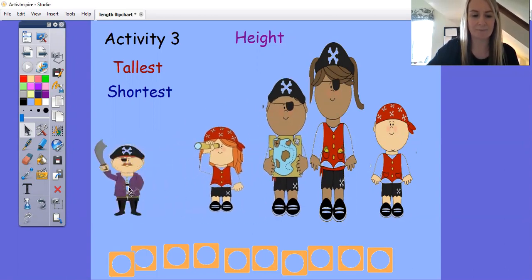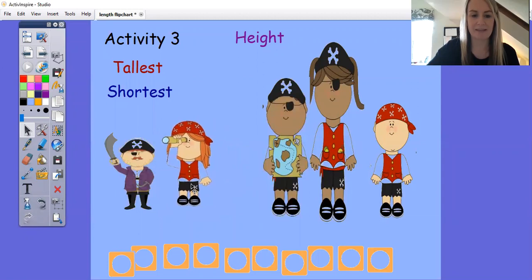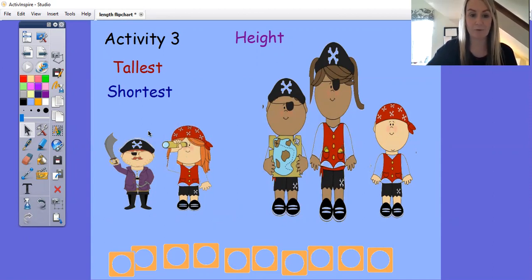Move those across. And if I put him next to this pirate, making sure their toes are both on the same line, the same starting point, I can see that her hat is above his, isn't it? So she is taller than him. So here's the shortest pirate. And then I'm going to have a look at what I've got left.